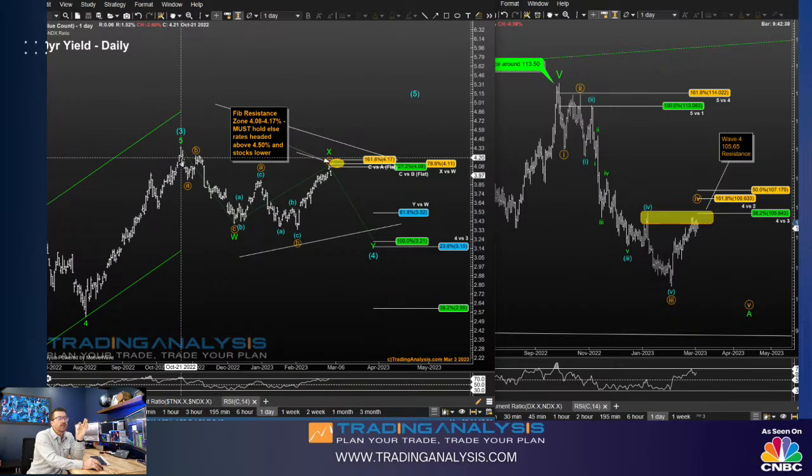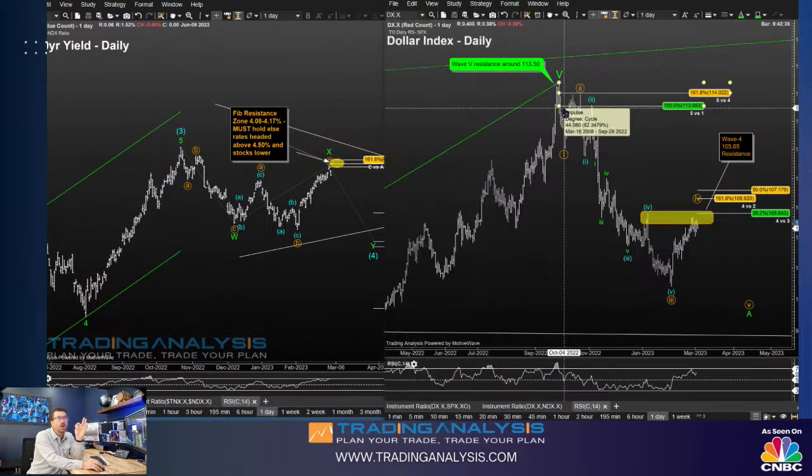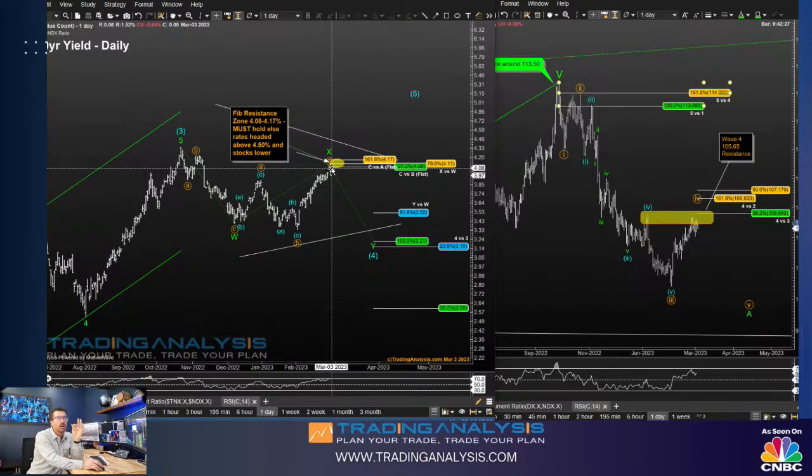Yields made a high in October of 22. The dollar made a high in September of 22. Look how much more directional the dollar is, and look how much less severe the dollar rally is compared to the yield, the moving yields.